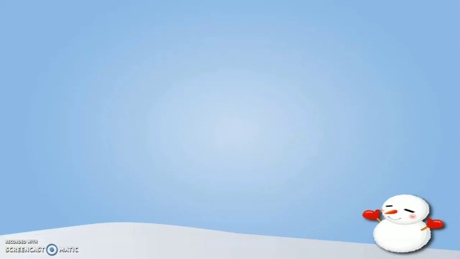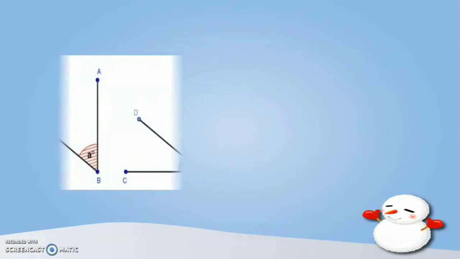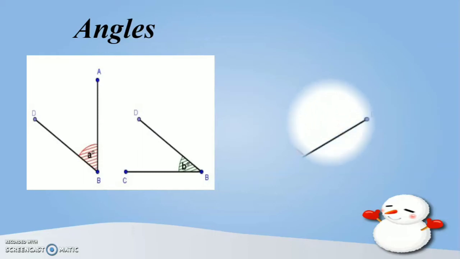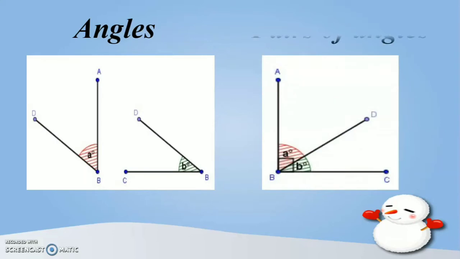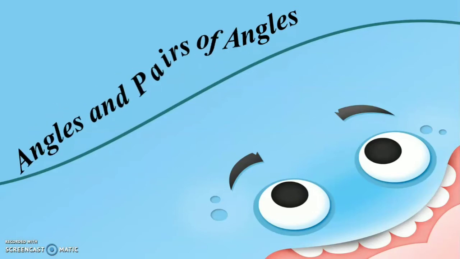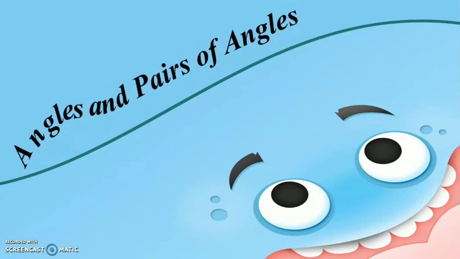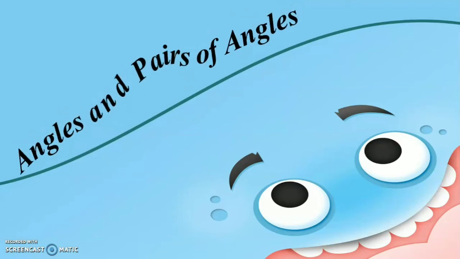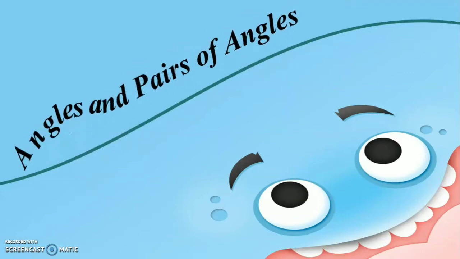In other words, an angle is a space between two rays or surfaces where the rays meet, and we get different forms of angles. So likewise, when we have two angles together, we call it pairs of angles. So today, I am going to talk about angles and pairs of angles. Before learning the new concept about pairs of angles, let's revise what has been done earlier.